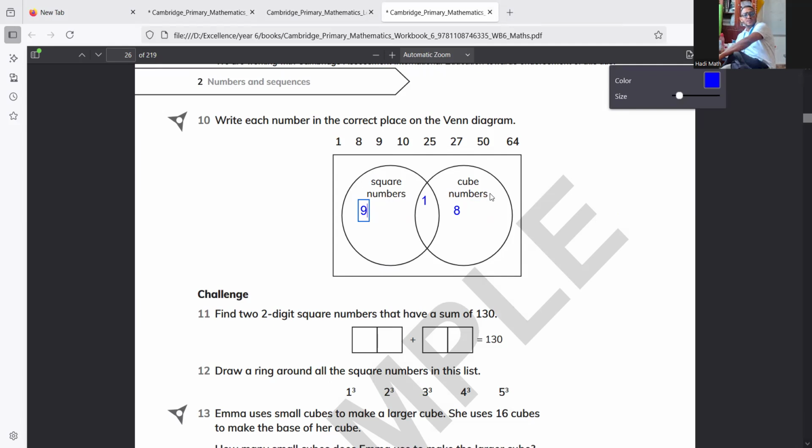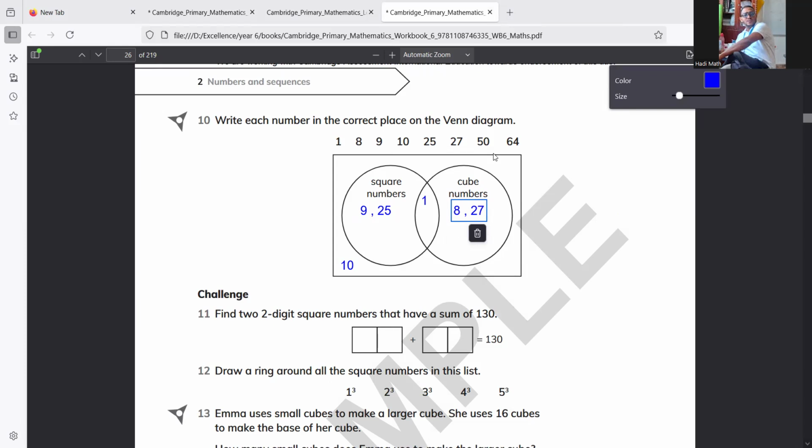A cube number? No. 10 is not a square number, not a cube number. So write it outside here. 10 is outside, not in any of them. The 25, you know it's a square number. Okay, write it with the square numbers because 5 multiplied by 5 is equal to 25. Then 27 is a cube number only, but not a square number. So you can write 27 over here with 8 because it's a cube number only.